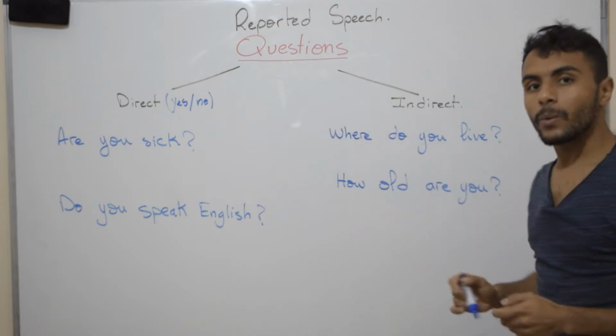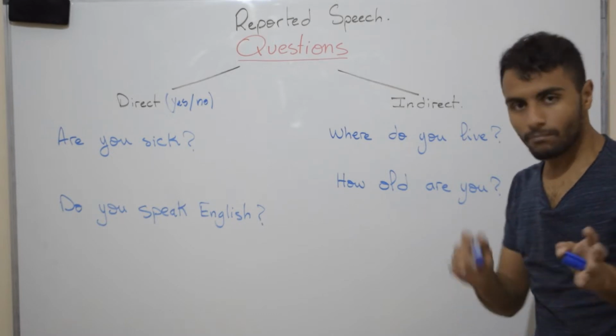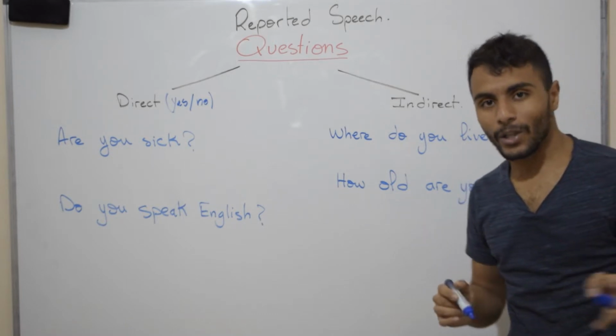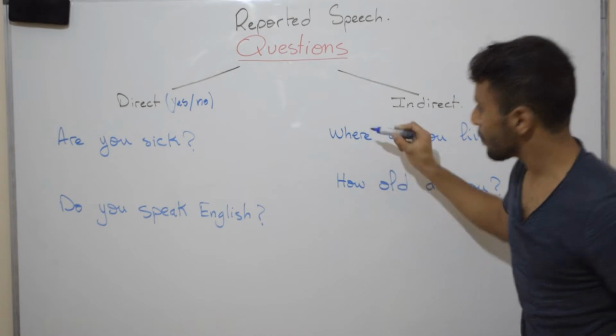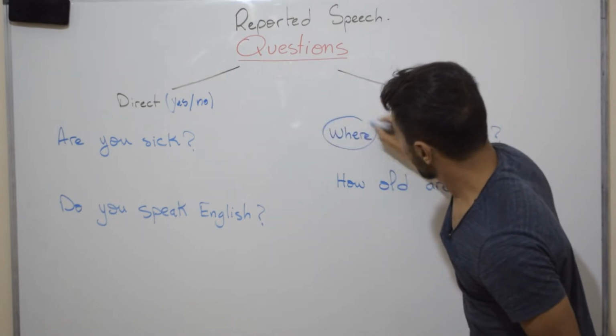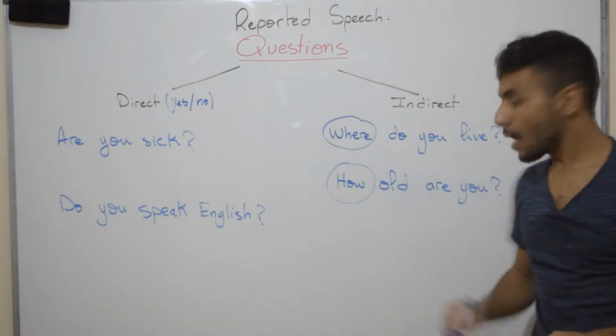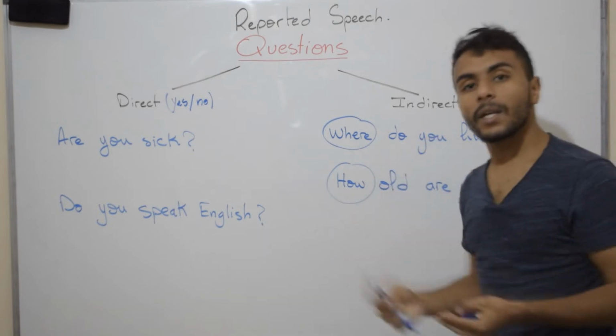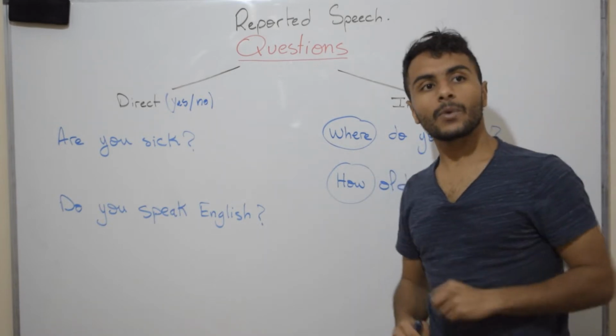How old are you? You can't answer with no or yes with indirect questions because they have a WH word. How old are you? You have to give me a full answer. Okay. I am 27.